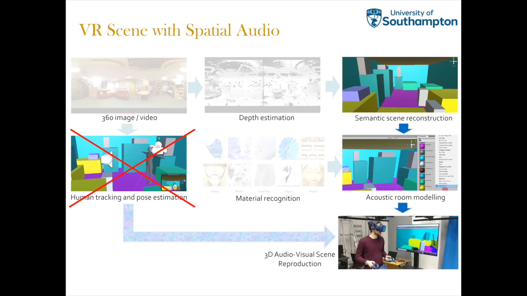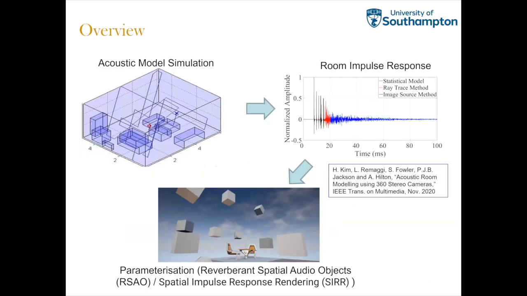Next, we also have human tracking and pose estimation, but actually Peter gave his talk last week, so I'll skip this one. And the next one is acoustic room modeling. So how can we make the acoustic room?